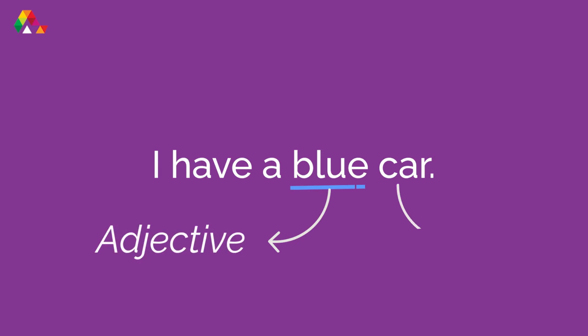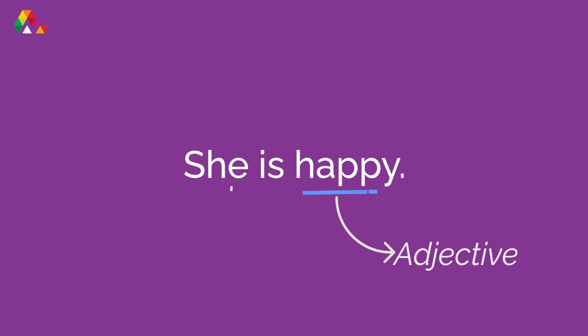I have a blue car. In this sentence, the adjective blue describes the noun car. She is happy. In this sentence, the adjective happy describes the pronoun she.